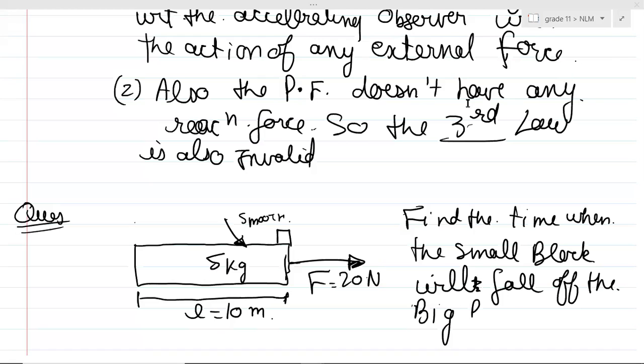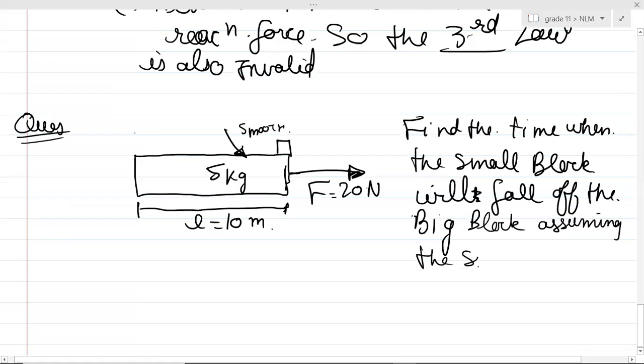Yes, find the time when the small block will fall off the big block, assuming the small block as a point object.